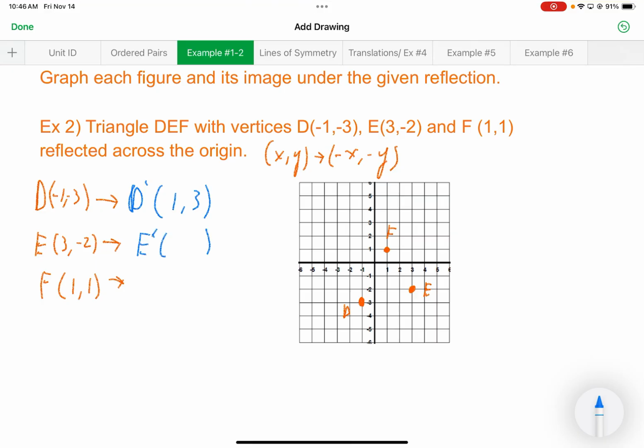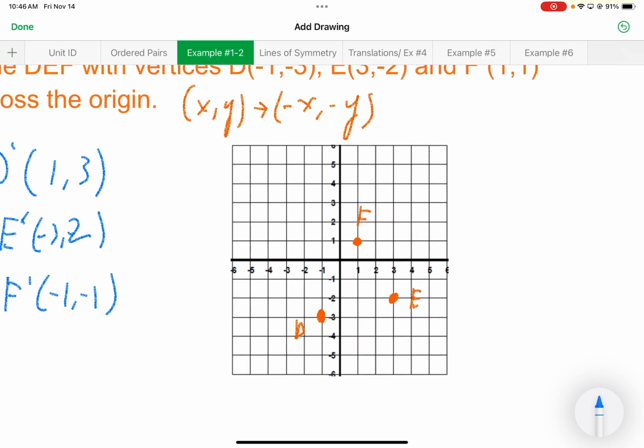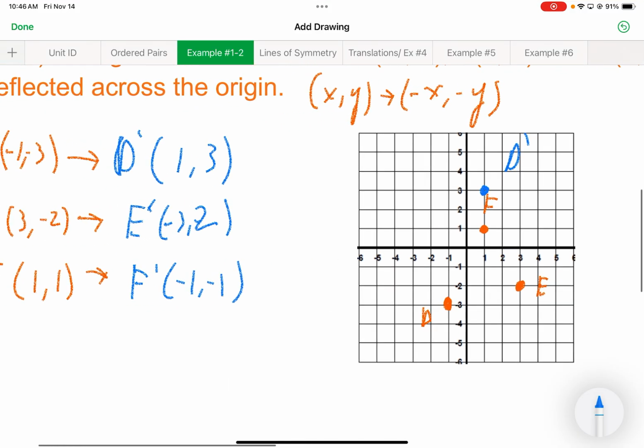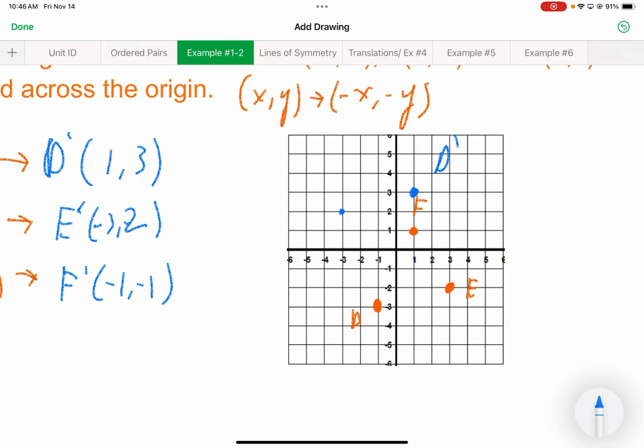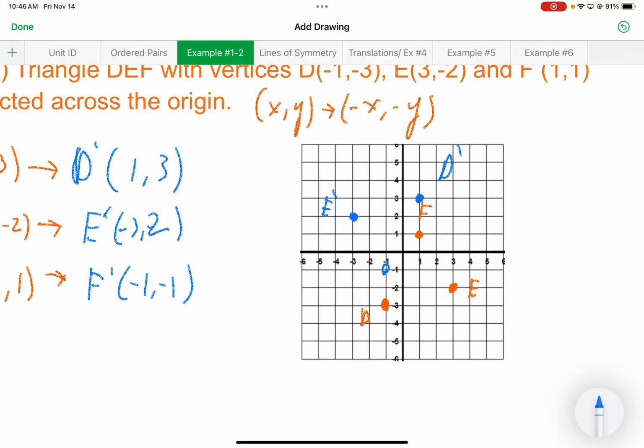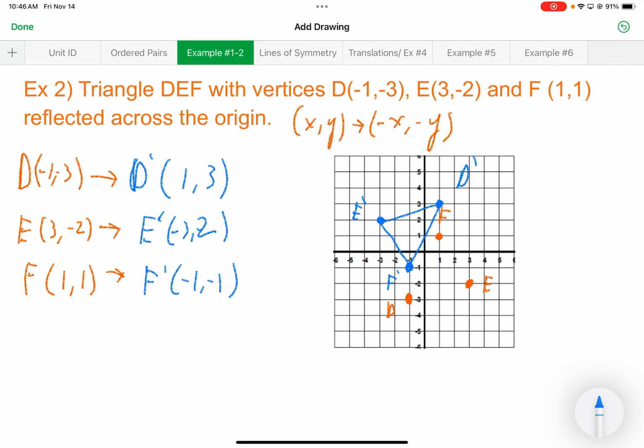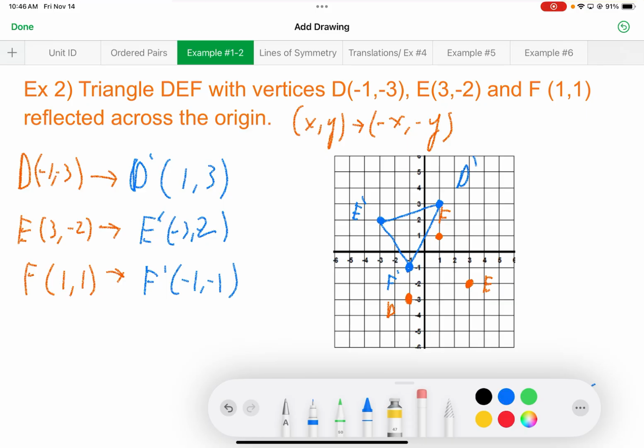E prime would be what? (Negative 3, 2), they said under their breath. And then F prime becomes what? (Negative 1, negative 1). Cool, we plot. (1, 3), D prime. E prime is (negative 3, positive 2). And then F prime is (negative 1, negative 1). I shouldn't have put that mark there. It's (negative 3, positive 2), Landon.